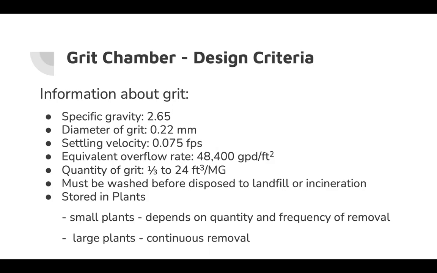The quantity of grit is one-third to 24 cubic feet per MG and must be washed before disposal to landfill or incineration. It is usually stored in plants. There are two types of plants. For the small plant, it depends on the quantity and frequency of removal, while the large plants have continuous removal.